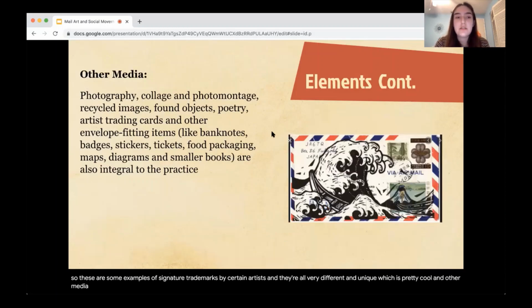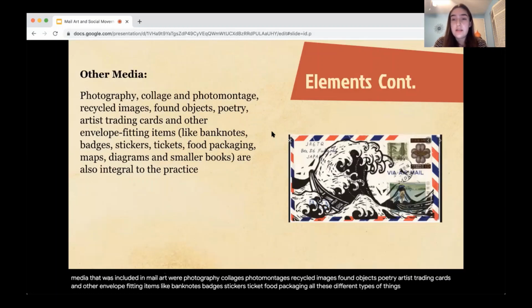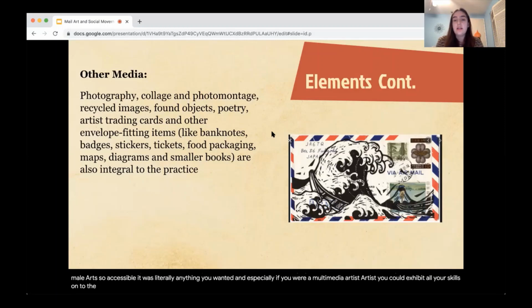And other media that was included in mail art were photography, collages, photo montages, recycled images, found objects, poetry, artist trading cards, and other envelope-fitting items like banknotes, badges, stickers, tickets, food packaging, all these different types of things. That's what made mail art so accessible. It was literally anything you wanted. And especially if you were a multimedia artist, you could exhibit all your skills onto this tiny envelope.